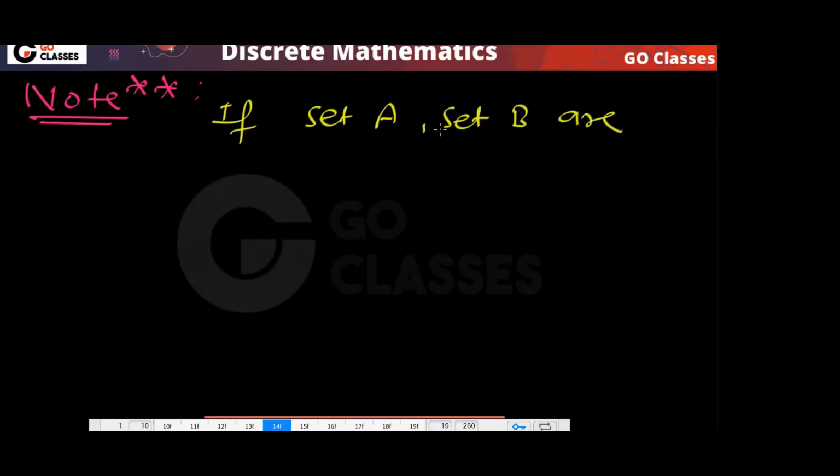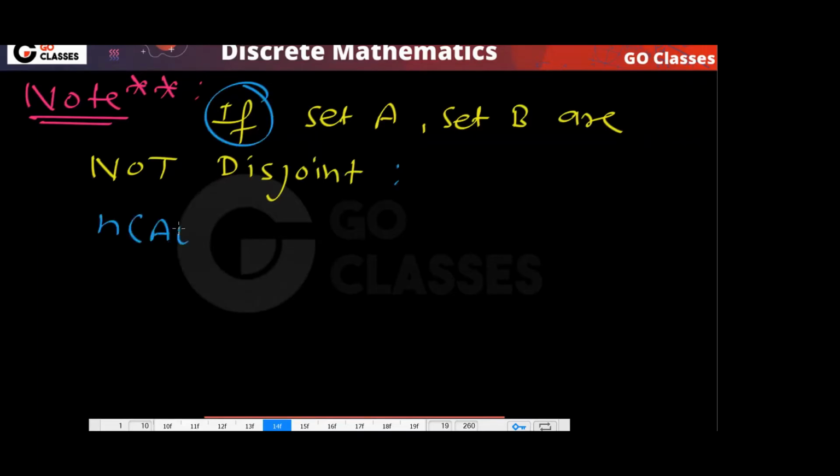So this is a very important note. If set A and set B are not disjoint, then what will happen? What can you say about the number of elements in A union B? Then that will not be the same as the number of elements in A plus the number of elements in B, right?